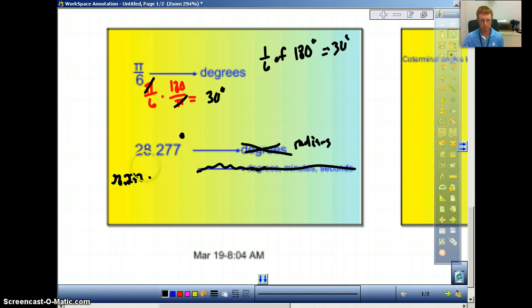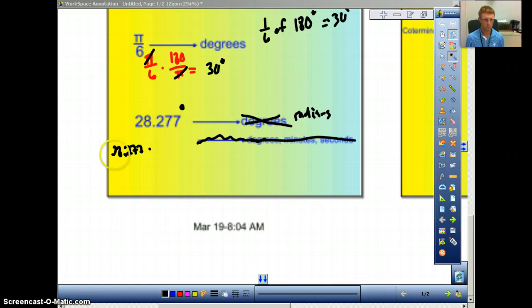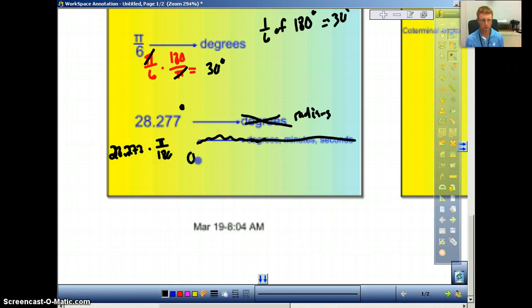So it's 28.277 times pi over 180. Again, we want to know what fraction of 180 it is, and then the pi will be part of our answer. You would just divide these two and either leave the pi in, or write it as a full decimal. So I did 28.277 divided by 180, and I got 0.157 pi. Then you can multiply that out if you want and get a pure decimal, which is 0.493 radians.